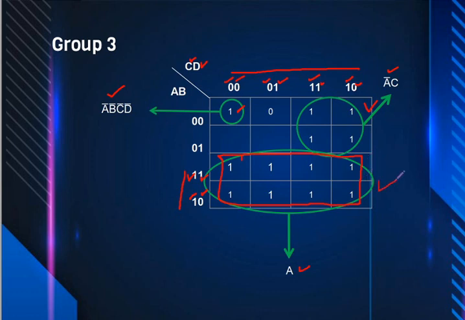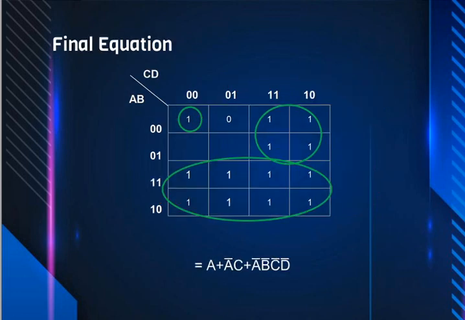What about the third group? In our third group, it was the biggest group, so the equation is the smallest as compared to groups 1 and 2. So in these examples, let's see if there is one more group or not. I think only 3 groups are there. Yes, so the final equations for all these groups are: A for group 3, A complement C for group 2, and A complement, B complement, C complement, D complement for group 1.